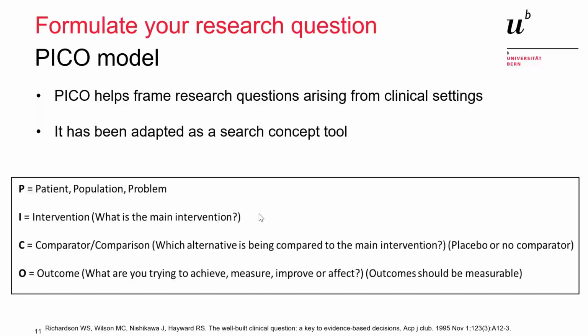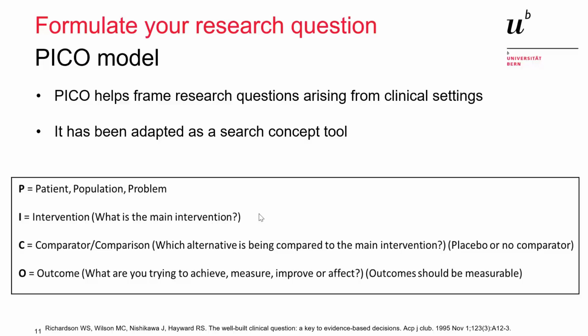Another way to formulate your research question and to easily identify your key concepts is the PICO model. PICO helps frame research questions arising from clinical settings, and it has been adapted as a search concept tool. It stands for Patient, Population or Problem, Intervention, Comparator or Comparison, and Outcome. You can use the PICO model in 2 ways. The first way is to help you in developing your research question. Make sure that all 4 concepts are present, and you should have a pretty good research question ready to go.